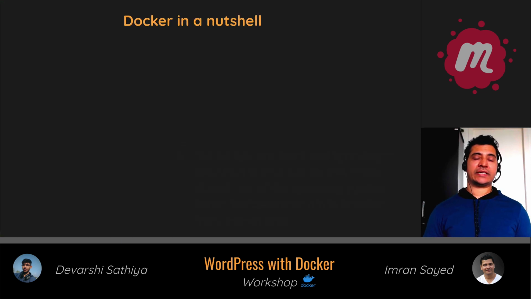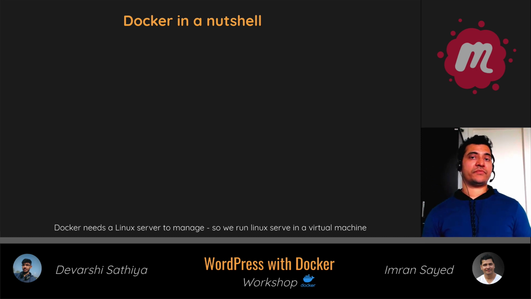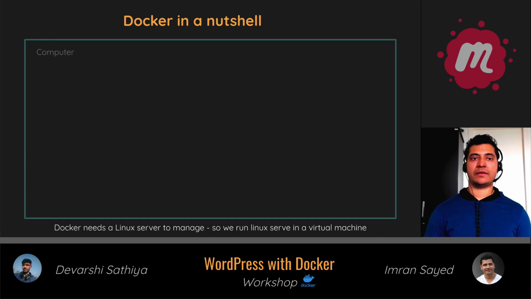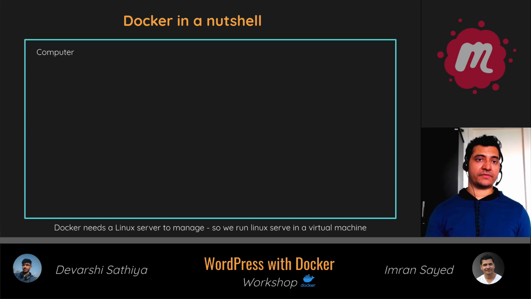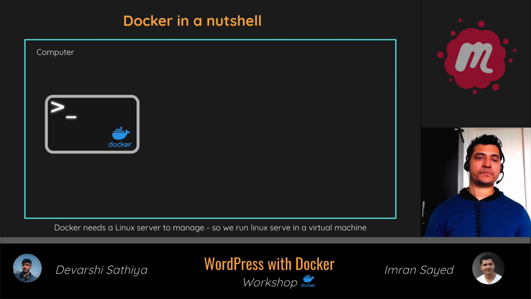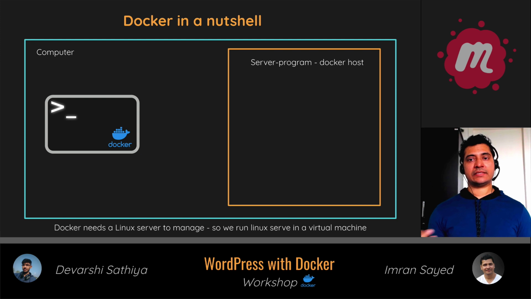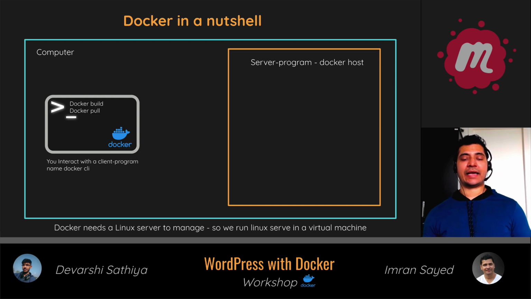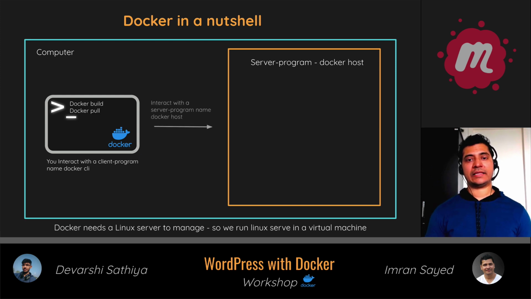So let's take a look at Docker in a nutshell. If you want to run it on Windows or Mac, then Docker needs a Linux server to manage, so we can run a Linux server in a virtual machine. Let's say this is your computer where you write stuff, and inside of this you have your terminal. On the right-hand side you have a server program called Docker host, and on the left-hand side you have the Docker client. When you run commands like docker build or docker pull, you actually interact with the client program named docker CLI, and that in turn interacts with the server program named docker host.